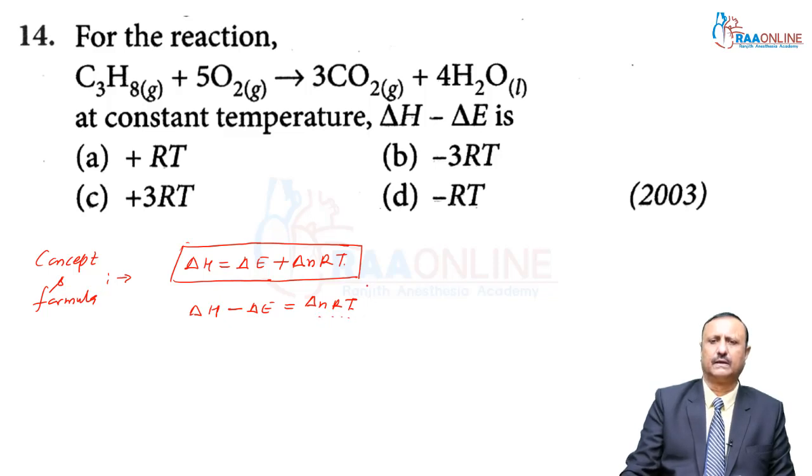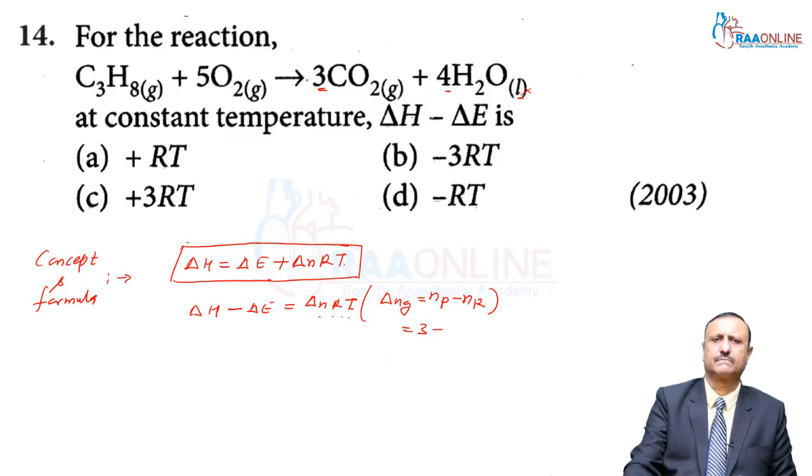In this question, they want delta H minus delta E, which means you can find this delta nRT, and you know very well delta Ng is equal to Np minus Nr. So my dear students, for the number of moles of products, you can see here gaseous 3 plus 4, but the 4 is liquid. So this liquid is not taken in this formula, only gaseous moles of products we can take, 3 minus. Now for reactants, 5 mole of gas and 1, here 6, so 3 minus 6. My dear students, that equals minus 3, delta Ng. Now we can put the minus 3 and RT.